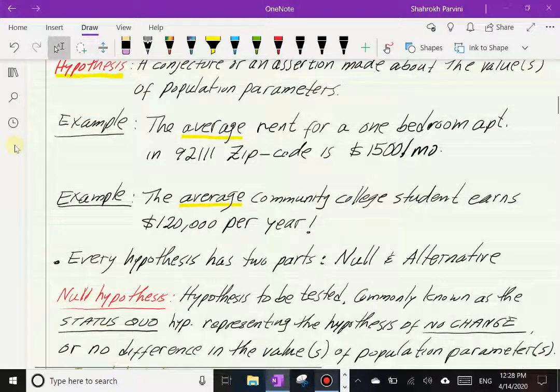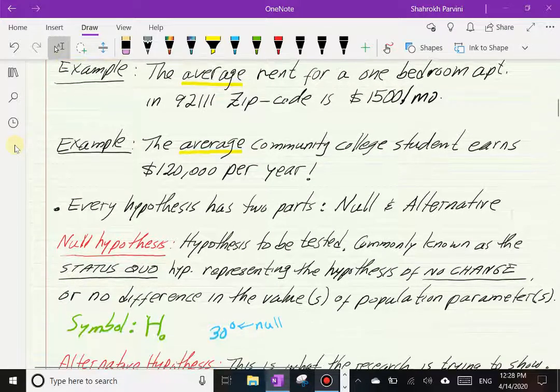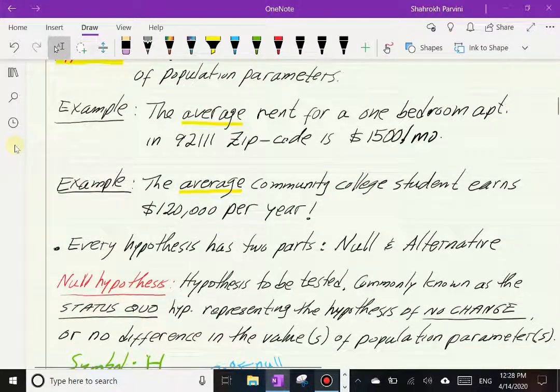I'll try to give you alternative definitions that draw parallels to the author's, but yet I try to be a little more complete and more thorough as I make these definitions. So the null hypothesis here is the hypothesis or claim that you want to test. Quite often, the null hypothesis is referred to as the status quo hypothesis.